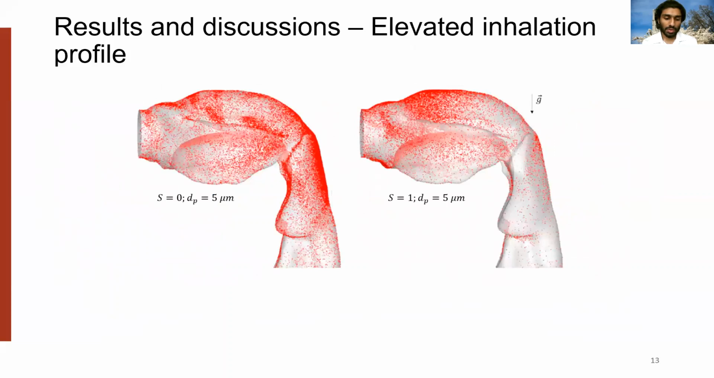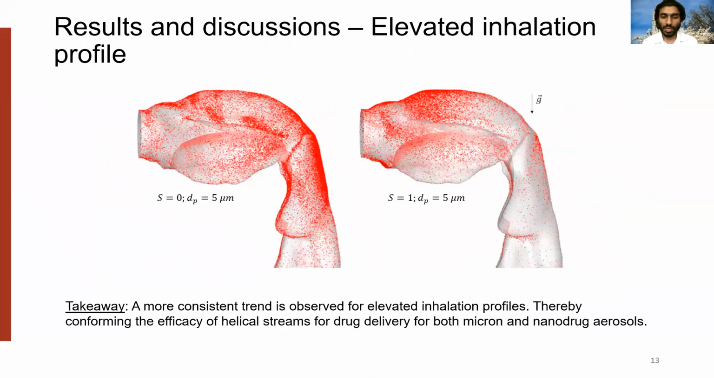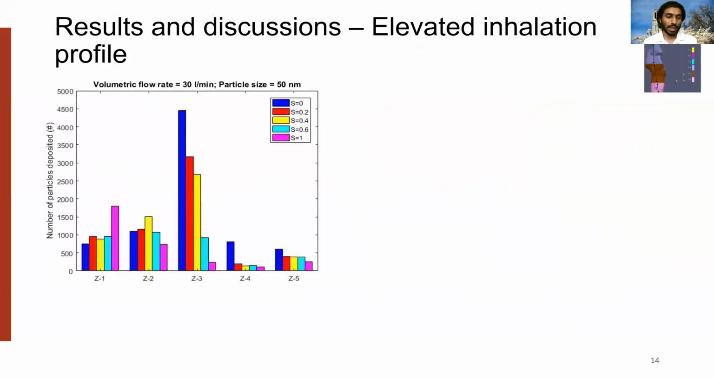The effect of helical flows to reduce inertial impaction is clearly described in this figure, which denotes the absence of the hot spot in the S equals 1 case for the figure on the right. Thus, a more consistent trend is observed for elevated inhalation profiles, thereby confirming the efficacy of helical streams for drug delivery for both micron and nano drug aerosols.